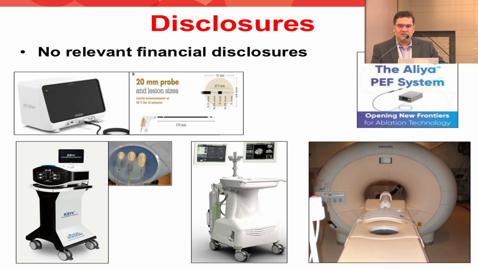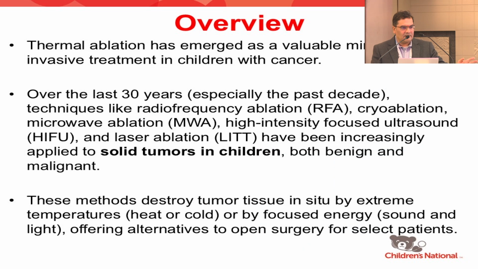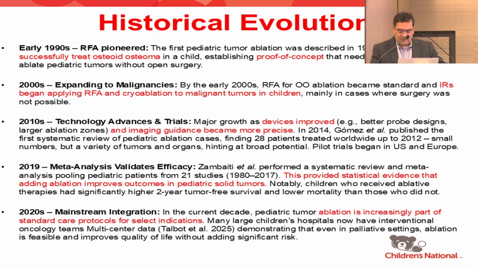We'll go over the mechanisms of how this is done, but that's a lecture by itself, so I'll provide a quick, brief overview of that. It's important to understand the historical perspective of how we got here over the last 30 to 35 years. And this all really began in the early 1990s with the successful thermoablation of osteoid osteoma, which provided the proof of principle that needle-based heat could replace surgery in the treatment of these benign lesions.